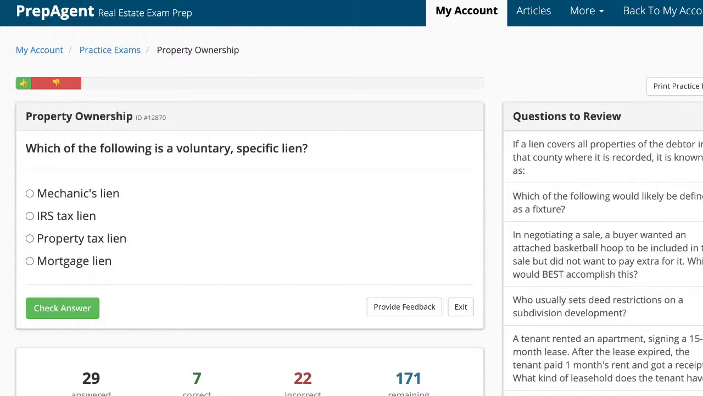Okay, back to the fixture bit. So a fixture is incorporated into the land. What is a test for a fixture?